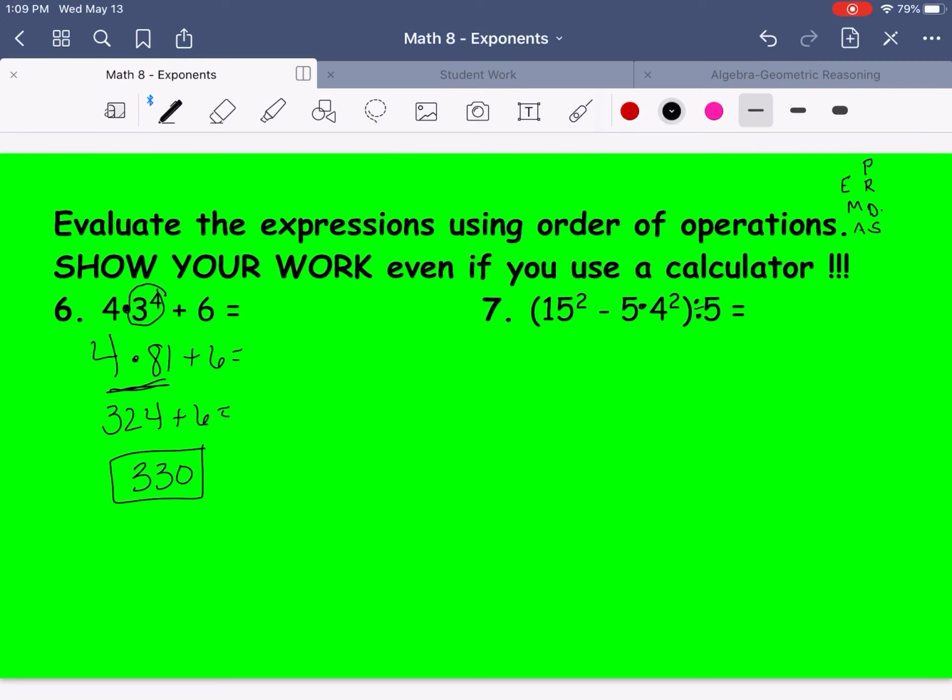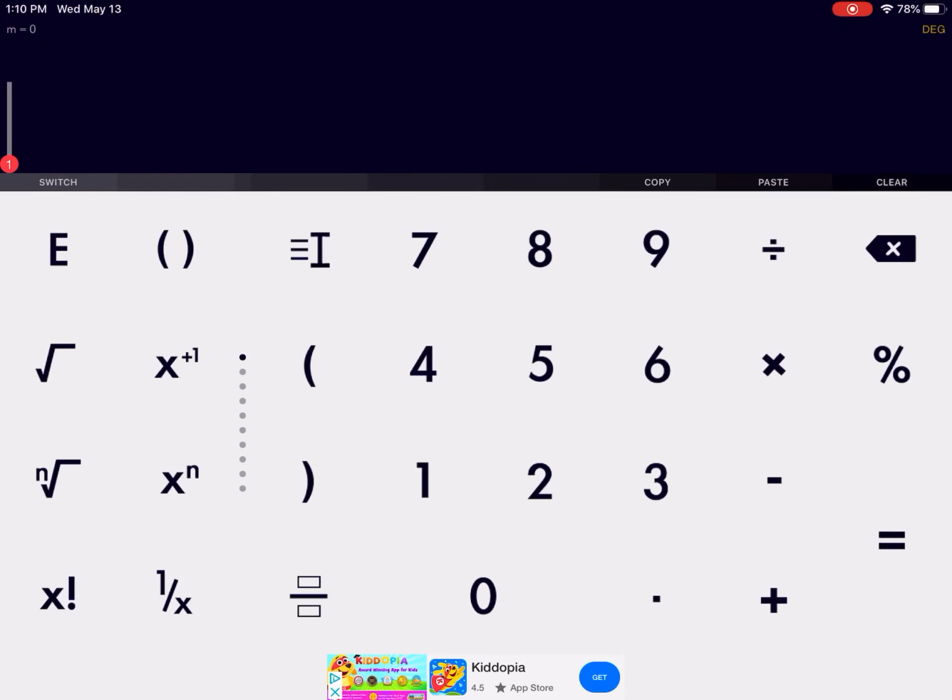Problem number 7. We've got parentheses, but within the parentheses, we also have exponents. So we'll go ahead and do the exponents in the parentheses first. So 15 squared, if you can't remember what that is, it's 225, minus 5 times, and then 4 squared is 16, divided by 5. All right, in the parentheses, we have multiplication, so we need to do that multiplication next. So 5 times 16 is 80.